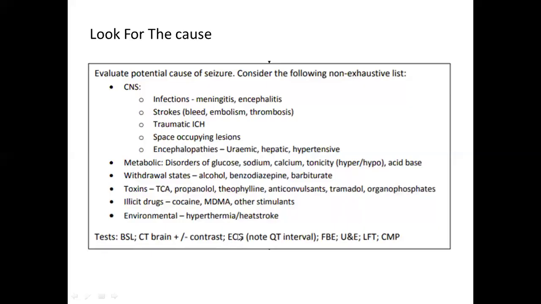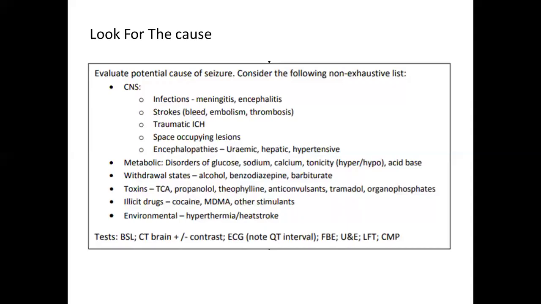So to exclude cardiac causes, you should always take an ECG and a full blood count to rule out infection, CMP to rule out any electrolyte issues, liver functions, and U&E to exclude any organ failure issues, right? Look for the cause.